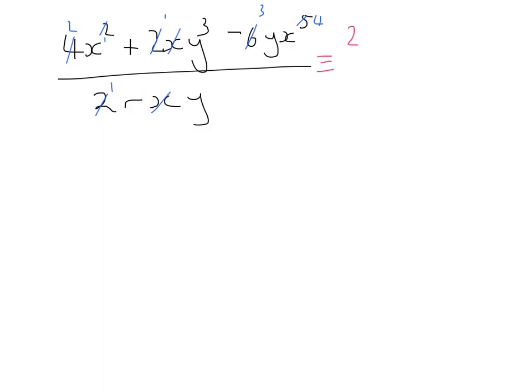So I'm left with 2x, this is 2x to the power 1, and then 1y cubed, and then we have negative 3yx to the power 4, and that's all over 1ry.